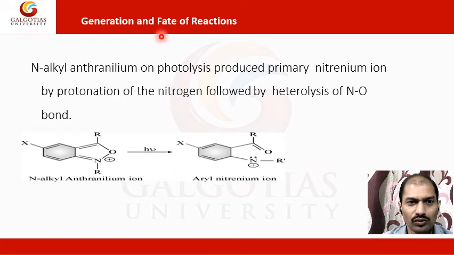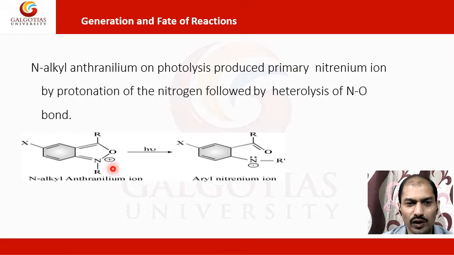So now, generation and fate of the reaction. After generating this kind of species, these nitrenium ions, you will see they go through different kinds of reactions, like protonation. Here, an alkyl azide on photolysis produces a primary nitrenium ion by protonation of the nitrogen, followed by heterolysis of the N-O bond.